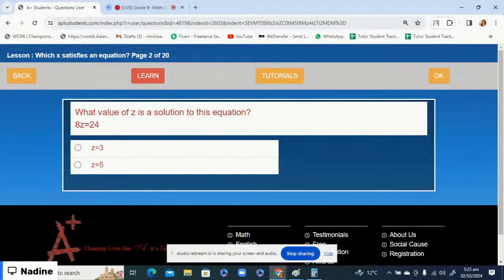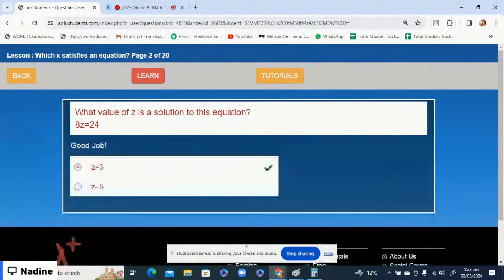So as we know that 8 is here, multiplied with z. When it's moved from left to right side, it becomes in the form of division. So 24 divided by 8, what is the answer? 8 times which number is 24? 8 times 3 is 24. So we are going to click on 3.